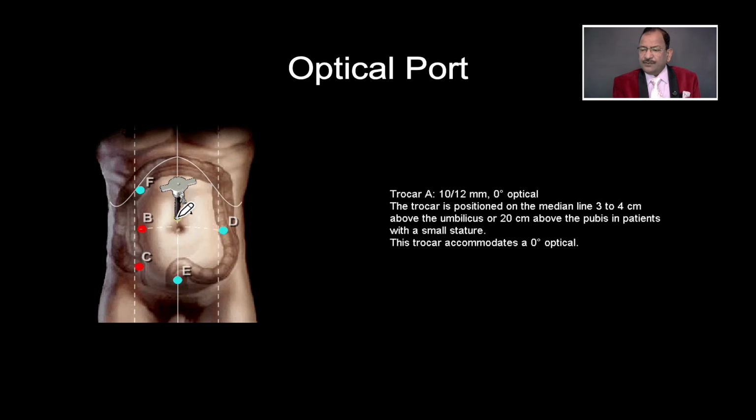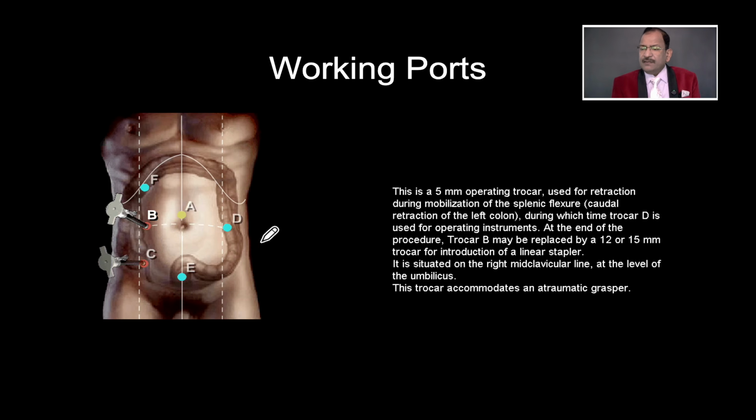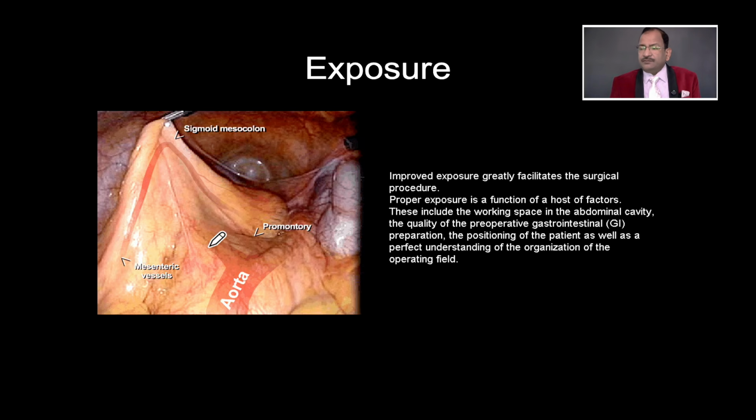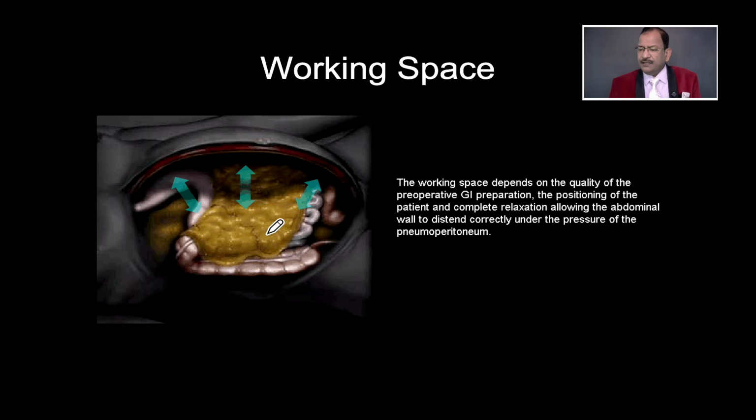The optical port is supraumbilical. Why? Because you can see the para-aortic area and you can see the lymphatic tissue all around the mesentery. If you are doing it for benign disease, then the medial approach is first. Your start should be from the sacral promontory.